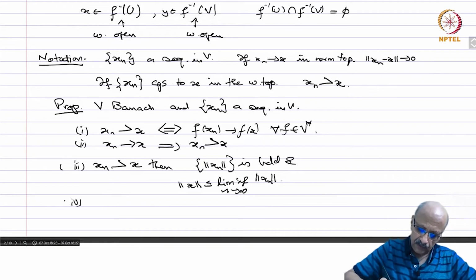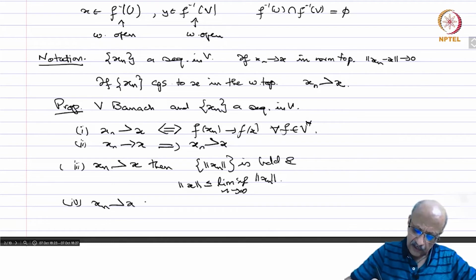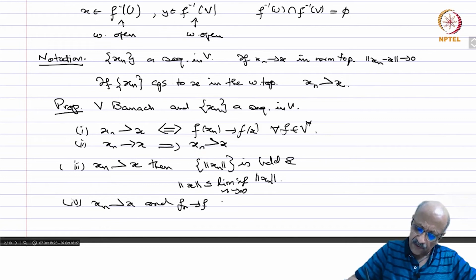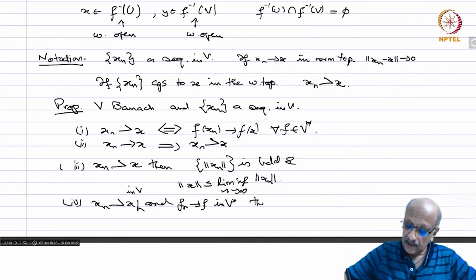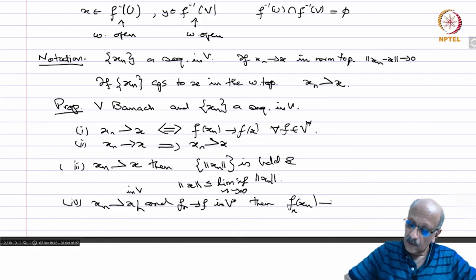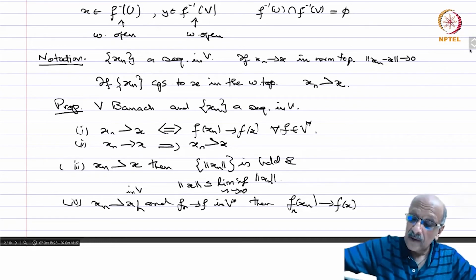And then 4, we have if x_n goes weakly to x and f_n converges to f in V star, so this in V, then f_n(x_n) goes to f(x). So remember, you have two sequences here. So if one is strong and the other is weak, then the limit will be the correct one.